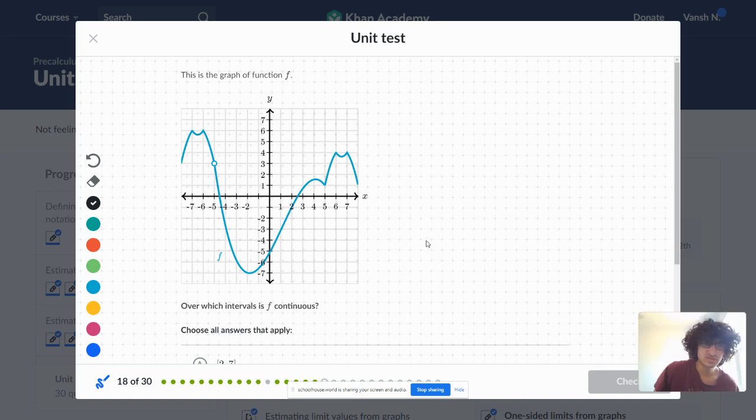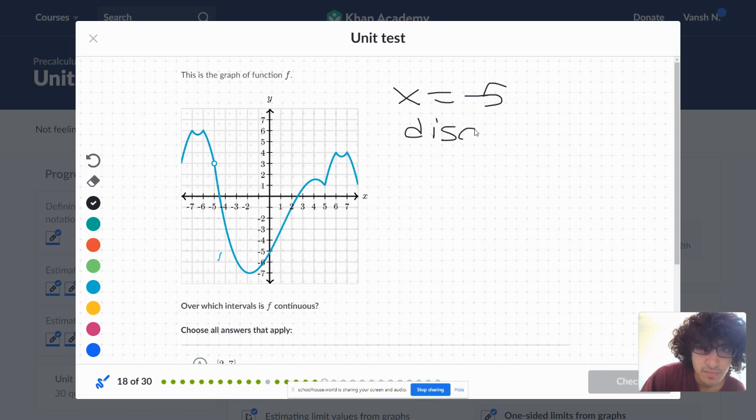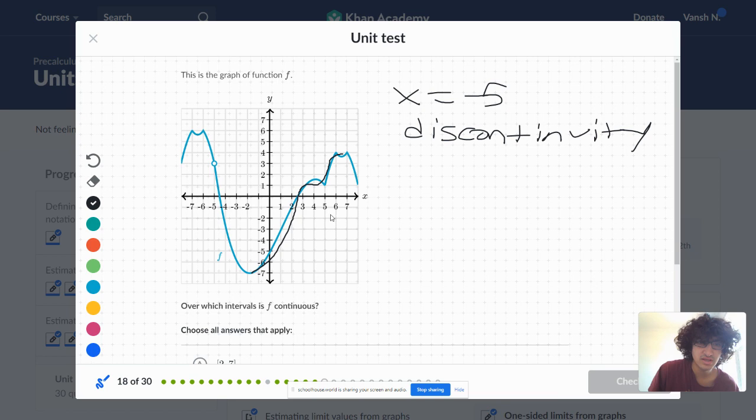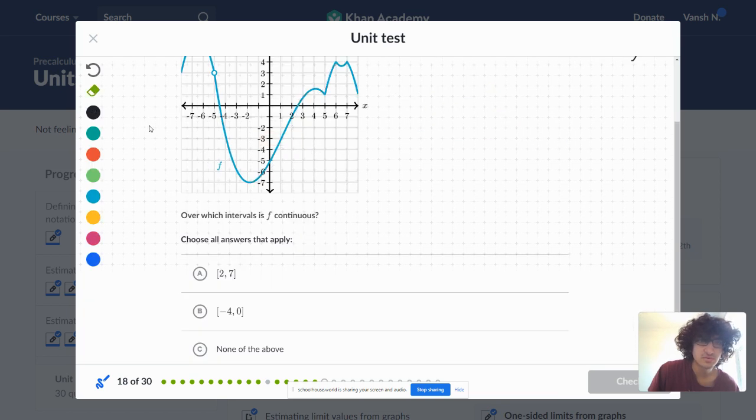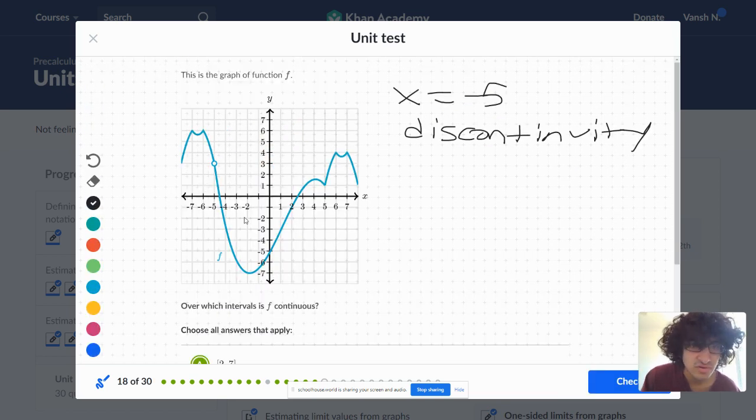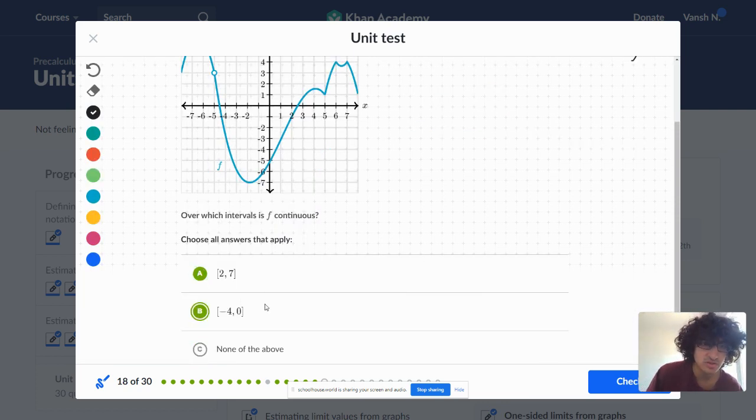Over which interval is f continuous? So I already see a discontinuity, like x equals -5. Okay, so let's see, 2 and 7. 2 is here, 7 is here, you can just pick up your pencil and do that, so that looks like 2 to 7 works. -4 to 0: -4 is here, 0 is here, that looks like it works as well.